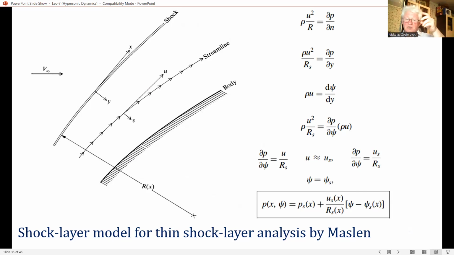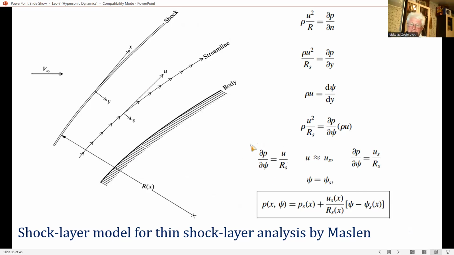Let's introduce a von Mises transformation, such that the independent variables are x and psi rather than x and y. In this case, we may now rewrite the expression: rho times u squared over r_s is dp over d psi times rho u. Or we may rewrite it in a simpler expression: dp over d psi equals u over r_s.